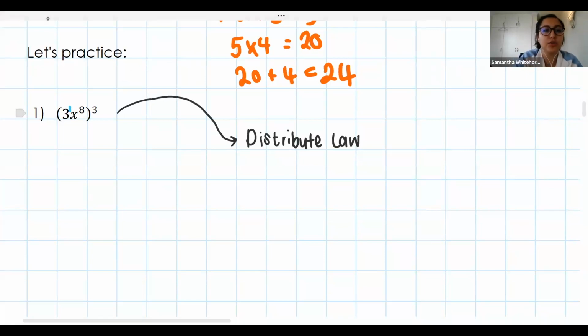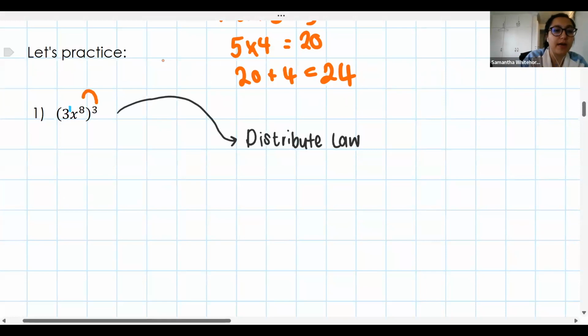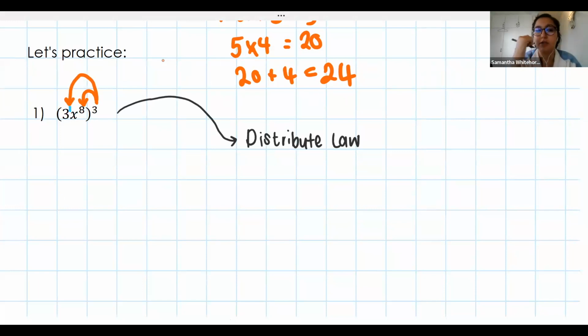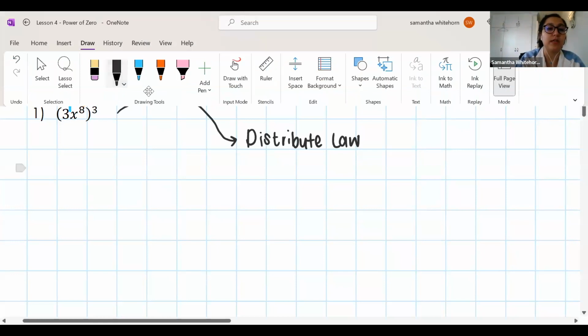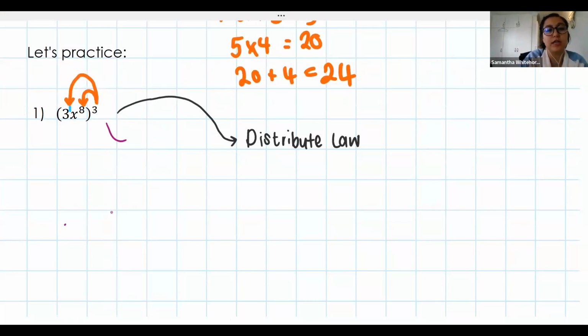And so when I distribute, when I multiply my exponent 3 into my bracket, it's not only going to be multiplied to the 8, it is also going to be multiplied to this exponent of 3. Another way to think about this, although I don't recommend doing this, just because it takes a bit of time, is to see that because you are cubing a bracket, you are multiplying this bracket 3 times. So you've got 3x to the power 8 times 3x to the power 8.